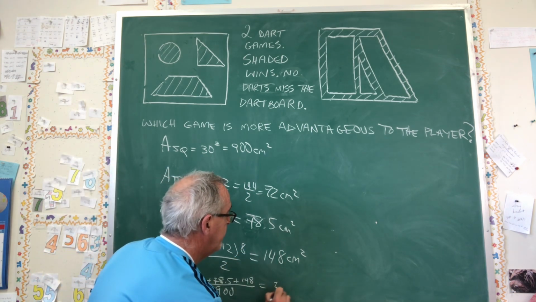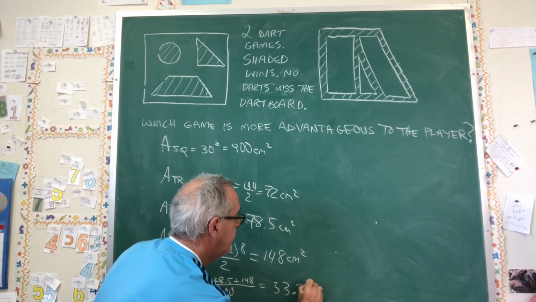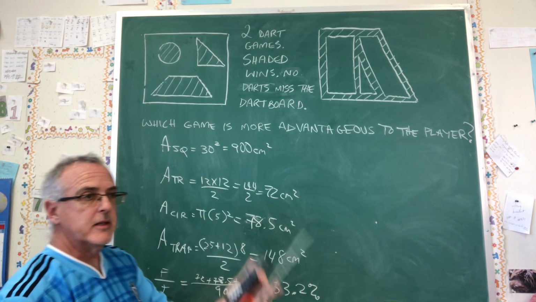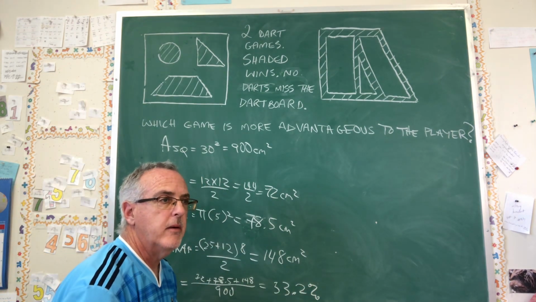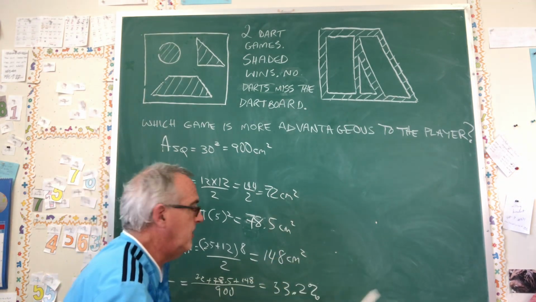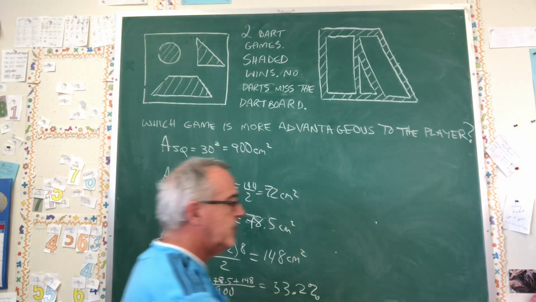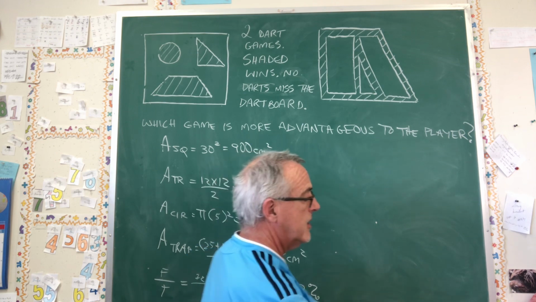33.2%, we'll call it. So you can see the final answer is kind of simple here. Once we've done the other one, we're just going to say which number is bigger, and we have answered the question.